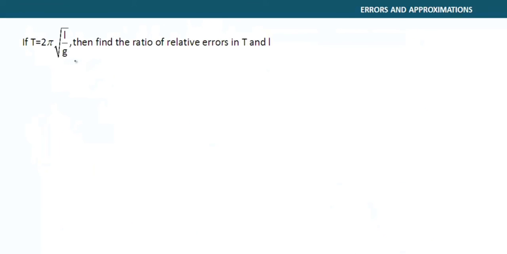Let us take another very famous example to understand the concept of relative error. You want to find the ratio of relative errors in terms of t and l in the time period of a pendulum. So this is the time period of pendulum over here. So you need relative errors in t and l, the ratio. So relative error in t would be delta t by t, and you want to divide this by delta l by l. So this is your target. This is the target that we need to find in the question. So first of all, the target should be clear, what you need to find, what you need to extract.